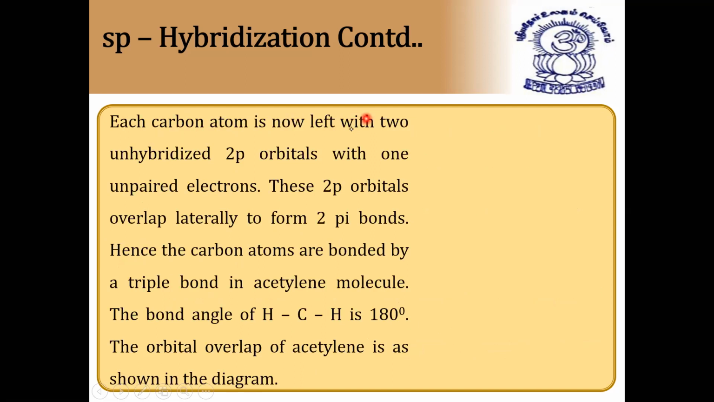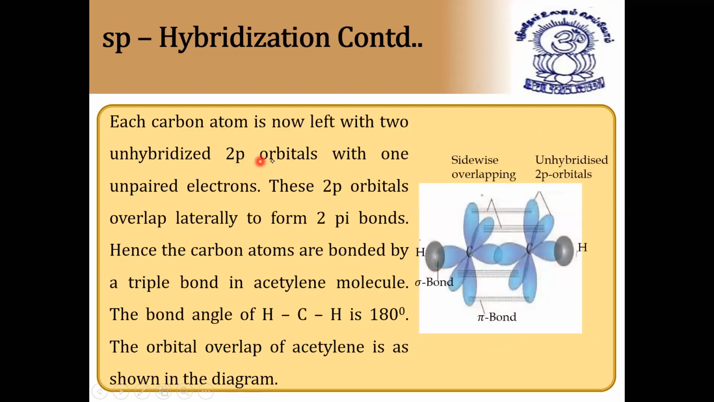Each carbon atom is now left with two unhybridized 2p orbitals with one unpaired electron each. These 2p orbitals overlap laterally to form two pi bonds. Hence, the carbon atoms are bonded by a triple bond in an acetylene molecule. The shape is linear and the bond angle is 180 degrees, but the overlapping is different in this case. Sideways overlapping of unhybridized 2p orbitals also takes place.